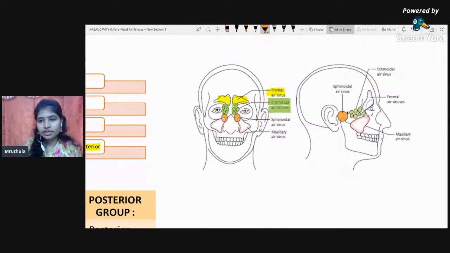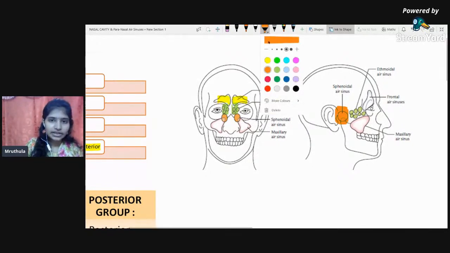Look here, this orange color in the right side diagram. You can see very well, it is present very deep. It is the deeper air sinus, and below the sphenoidal air sinus we have the maxillary air sinus.